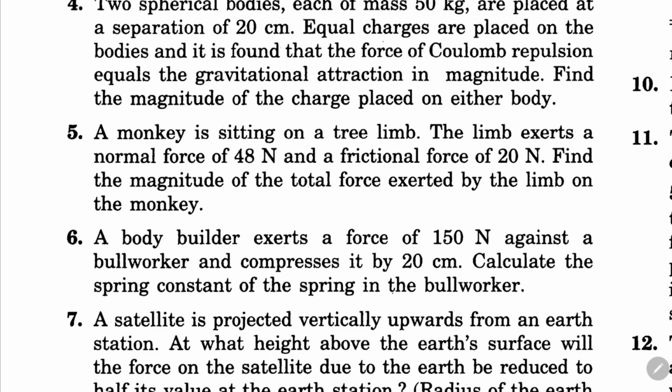So here we have a monkey who's sitting on a tree limb, and the limb exerts a normal force, upward force of 48 Newton, and the frictional force is 20 Newton. So I have to find the magnitude of the total force exerted by the limb on the monkey. So let's first try to understand what the situation is. The situation is something like this. It is difficult to draw the monkey, but let's say the monkey is sitting like this.